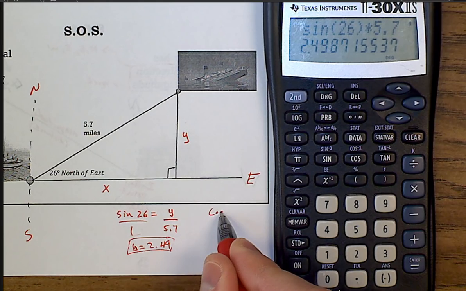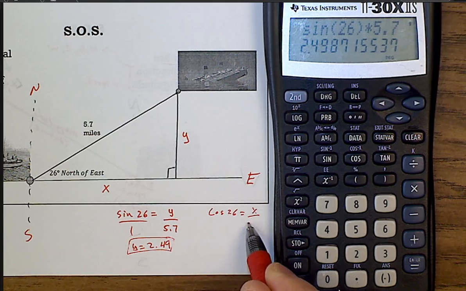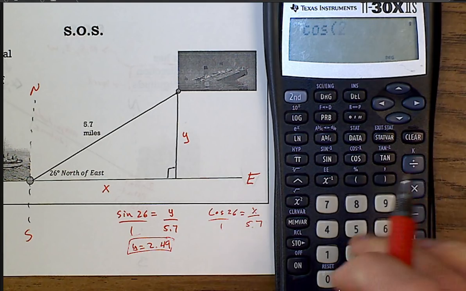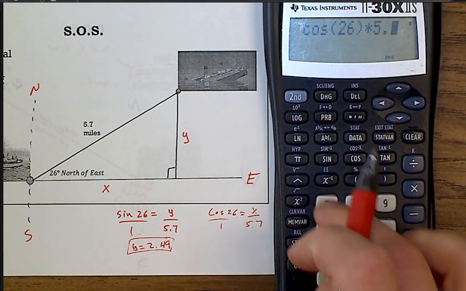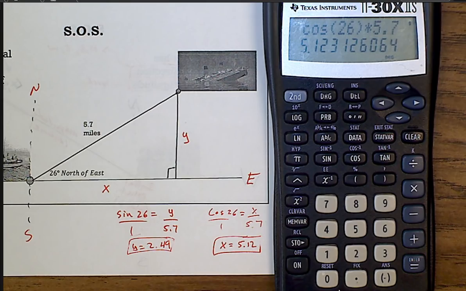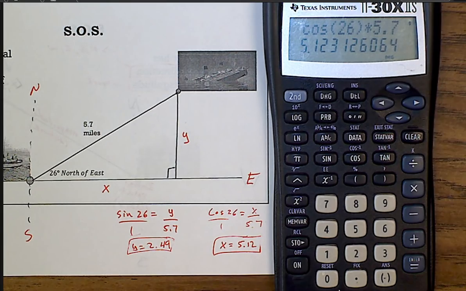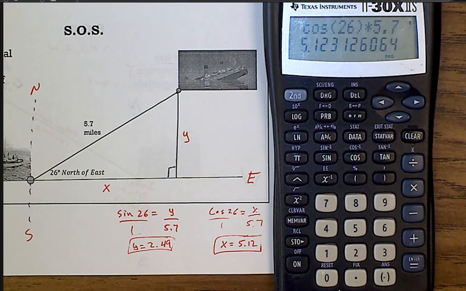So cos of 26 equals adjacent x over the hypotenuse, 5.7, cross multiply. So cos of 26 times 5.7 equals. Now, if you're using your graphing calculator, remember, you want to be in degree mode. You can see it says DEG on my scientific. Remember, your graphing calculator's factory setting is radian mode, so you have to hit your mode button, go down to degree, and hit degree.